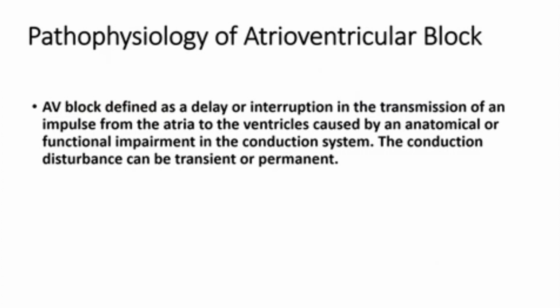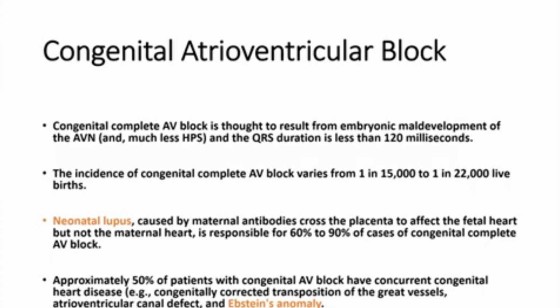AV block, as we said, we are trying to respect the terms about whether it's a delay or an interruption. It can be transient or it can be permanent. But the atrium is talking, and this communication is not reaching the ventricle because of the AV node or His-Purkinje system. And there are different types.